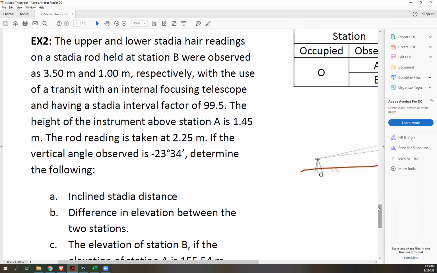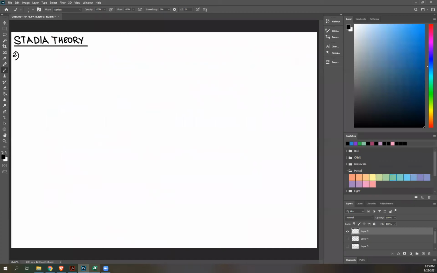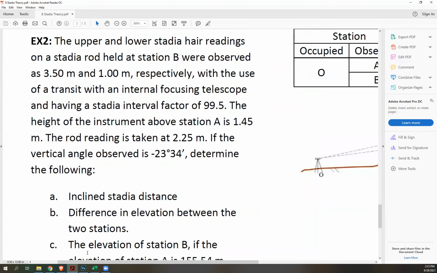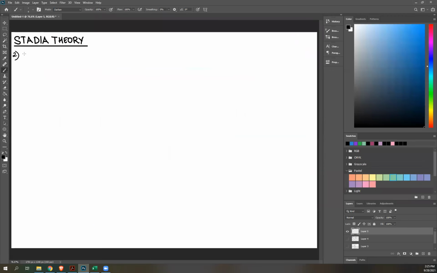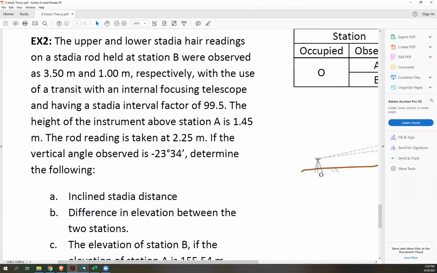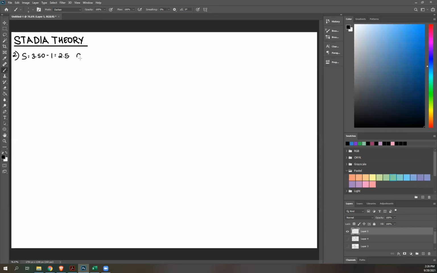Okay, so let's solve. Let's draw first. Also, let's write out our given first. We have upper and lower stadia hair readings. So therefore, I can use that to solve for S. S is just upper minus lower, so 3.5 minus 1. So now we have S, your stadia reading, as 2.5. Next, internal focusing telescope. What's the value of C for an internal focusing telescope?